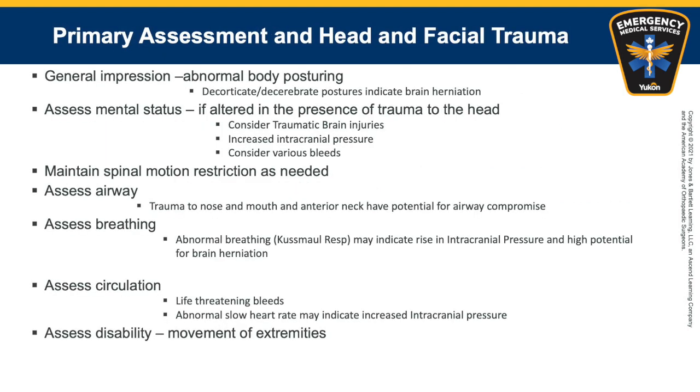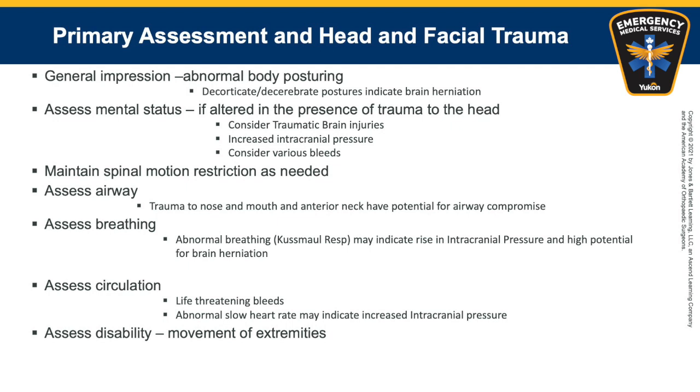So your primary assessment. This is your rapid first look at the patient, your general impression. Okay, you're going to assess the mental status. As we've said numerous times, your brain consumes 25% of your circulating glucose. So if there's damage to the brain or it's starved of oxygen or blood, it's going to manifest as altered mental status. While we're doing that, we're going to remember to maintain spinal motion restriction until ruled out.